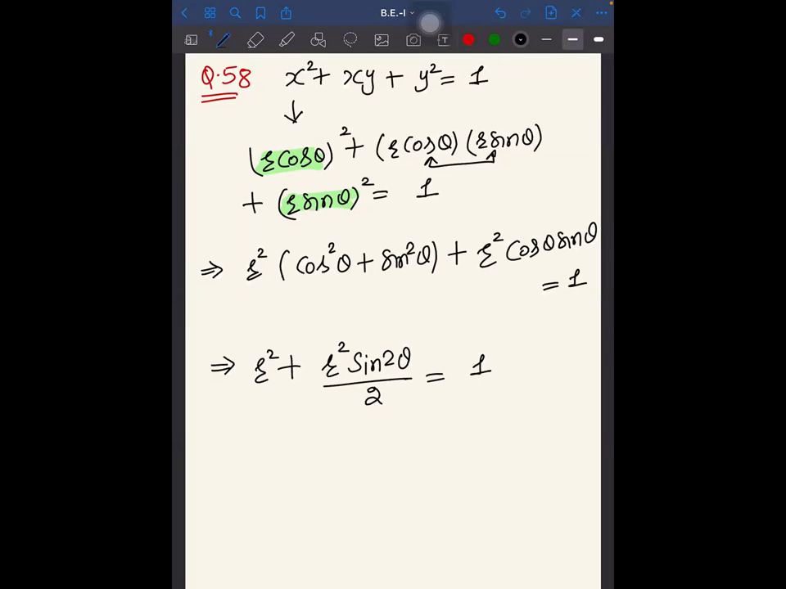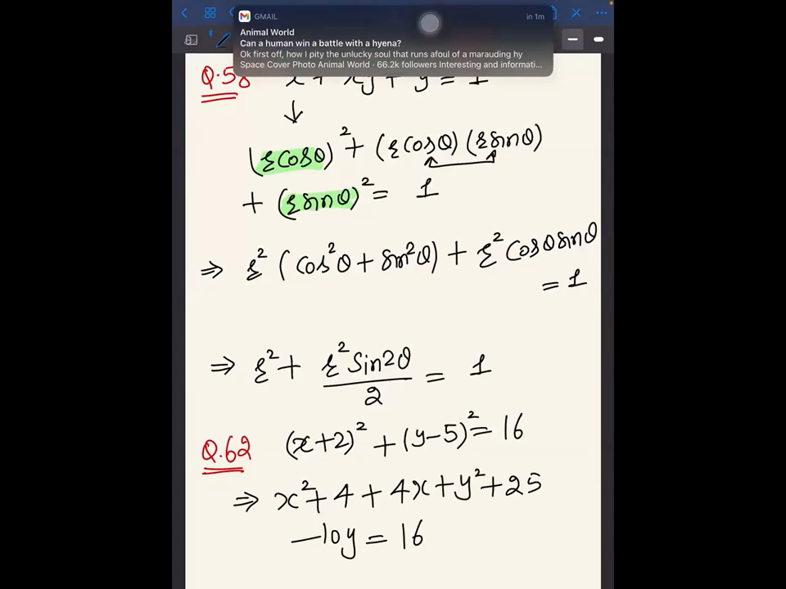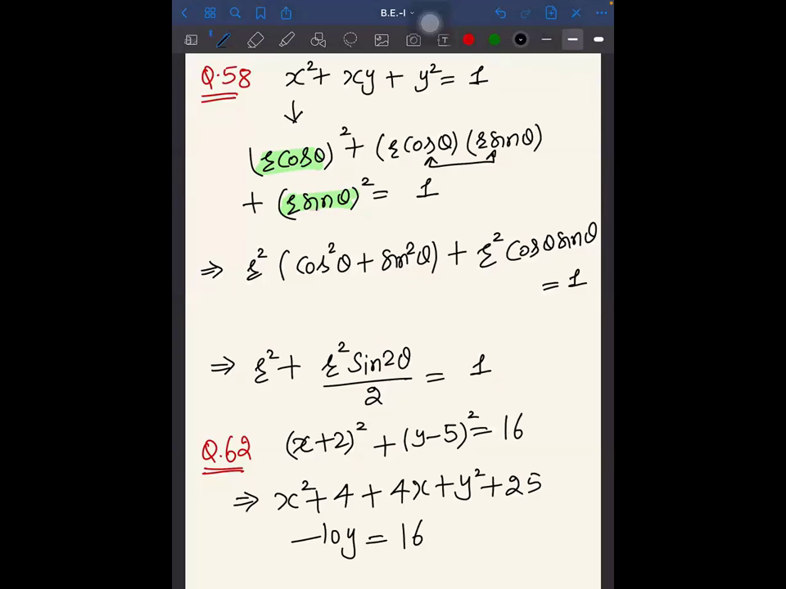Now, let's say we have question number 62. That requires a little bit of simplification: x plus 2 whole square plus y minus 5 whole square is equal to 16. So all we need to do is, of course, replace x and y by r cos theta and r sin theta. So first we expand the expression.